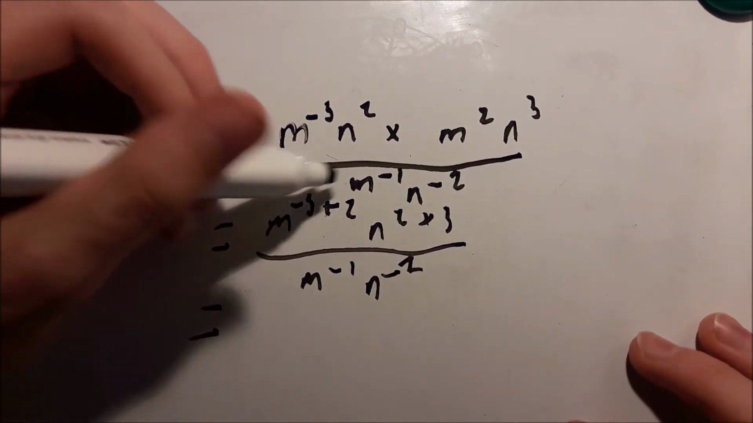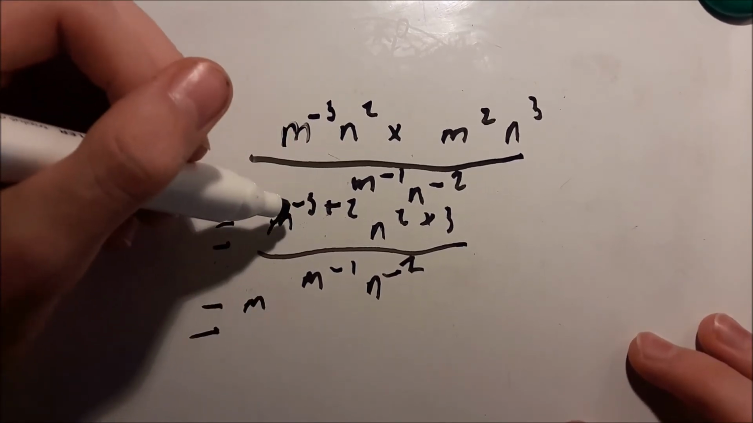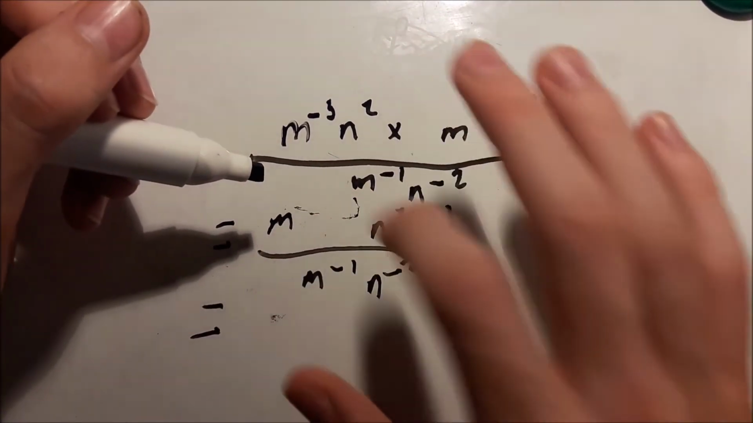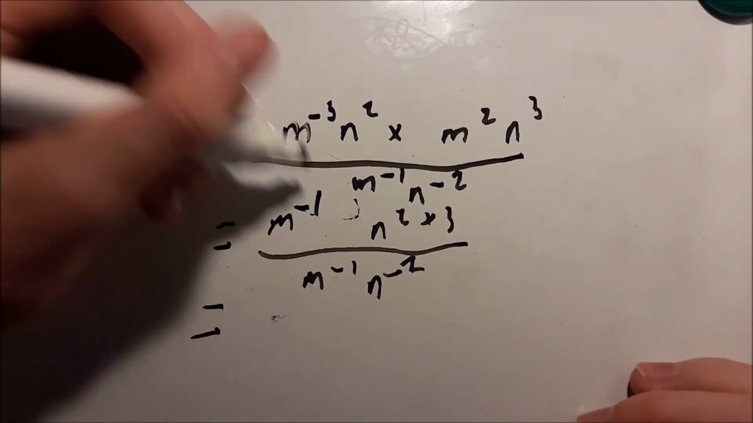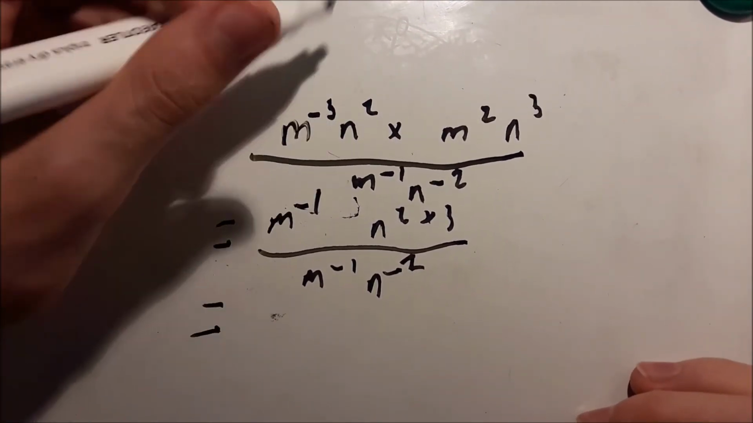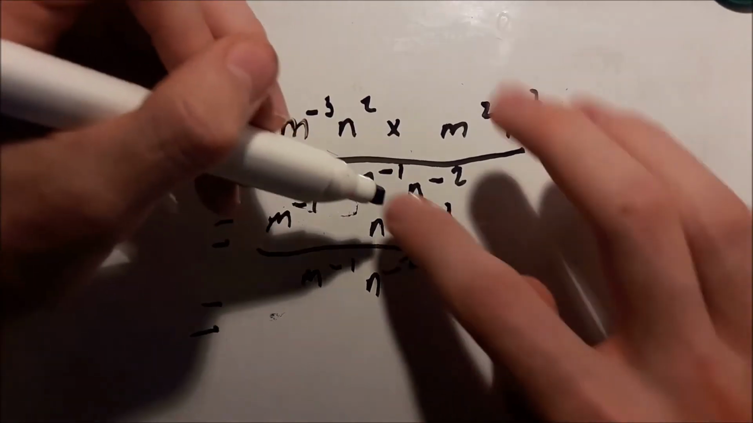Now what you can do is, okay, so that was m to the power of negative 1, because negative 3 plus 2 is equal to negative 1, and n to the power of 5.